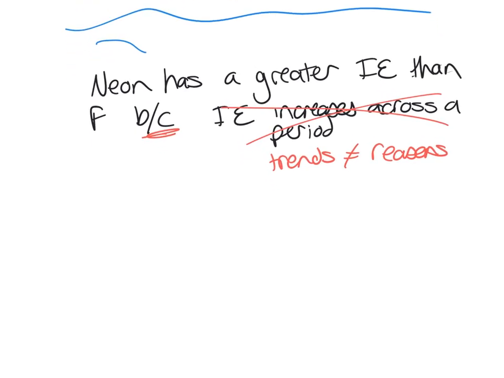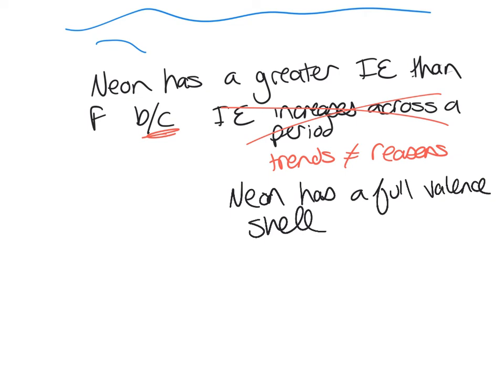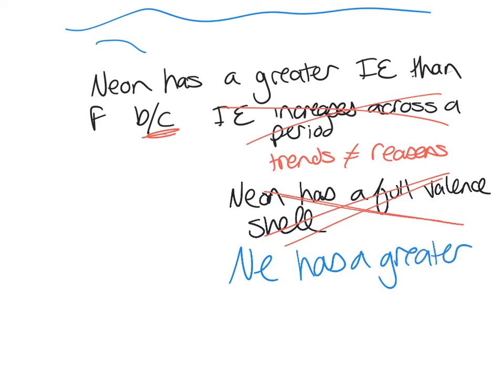Another answer that kids really love to give me is that neon has a greater ionization energy than fluorine because neon has a full valence shell and therefore does not want, I literally said that, yes, does not want to lose any electrons. Guess what, guys? Neon is an atom. He has no wants, needs, or feelings, okay? So just because neon has a full valence shell does not mean it's automatically harder to remove an electron, okay? Neon has a greater ionization energy than fluorine because neon has a greater nuclear charge.